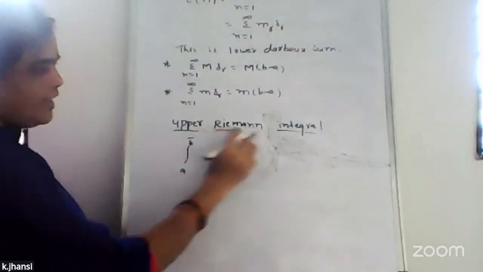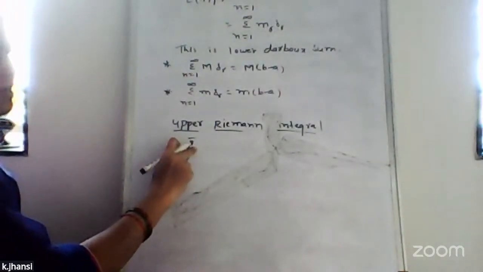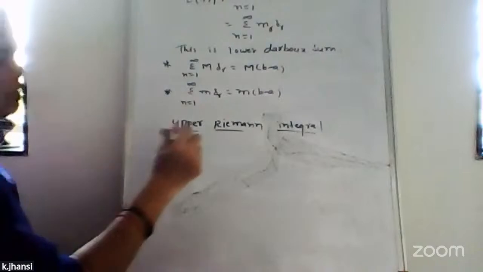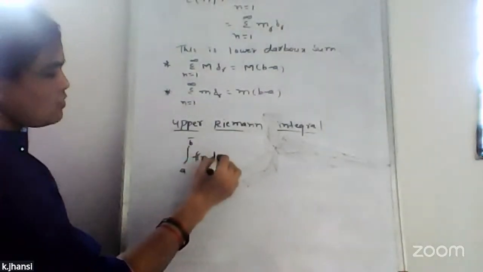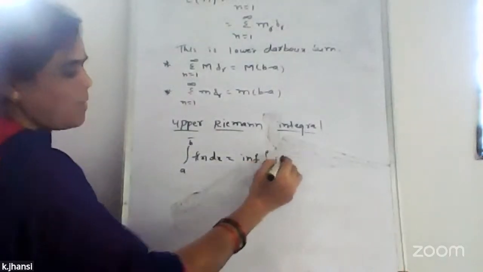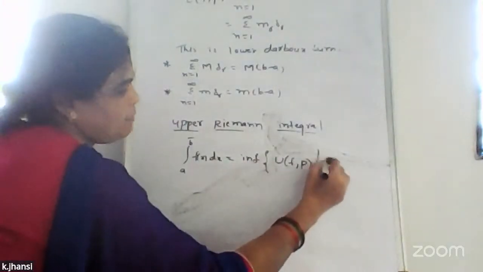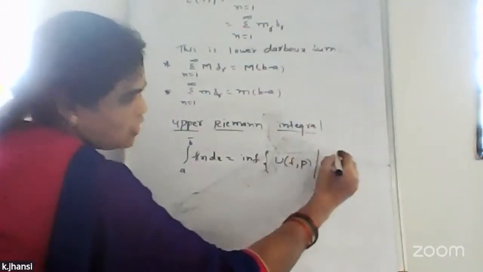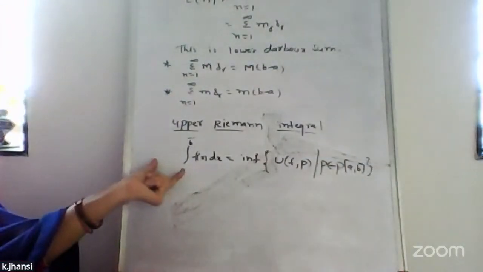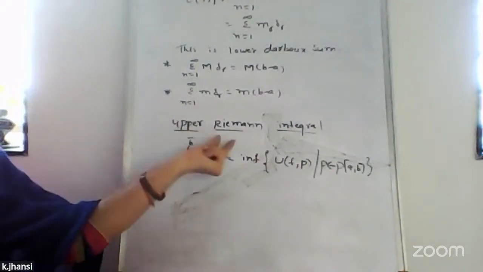The integral from a to b, with the integration symbol. This is the lower integral and also this is the upper integral. Whenever you have the upper integral like this, it is called the upper Riemann integral. So the upper integral of f(x) dx is equal to the infimum of the upper Darboux sums U(f, P) such that P belongs to P[a, b], the closed interval a comma b. This is called the upper Riemann integral, the integral from a to b of f(x) dx.